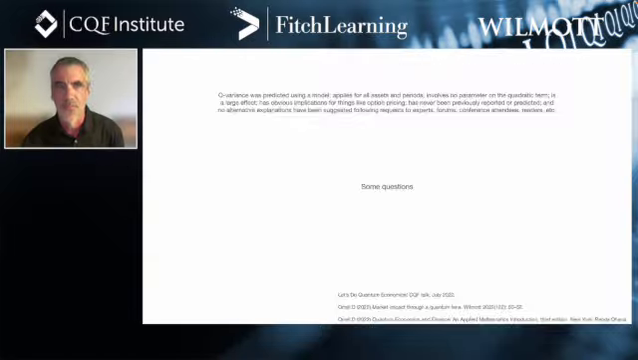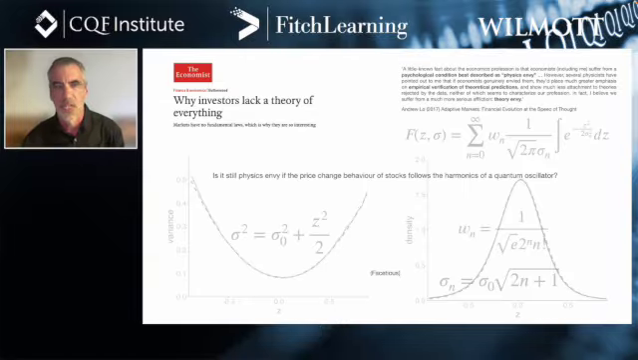This raises some questions. Is it still physics envy if the price change behavior of stocks follows the harmonics of a quantum harmonic oscillator? Okay, this is being facetious, but it is weird that you can look at the average of these stocks and these numbers pop out.